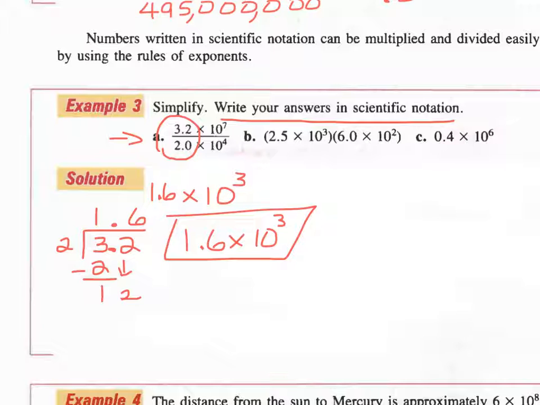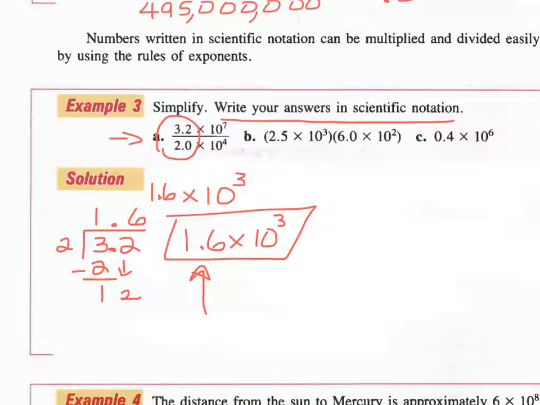Now, one other thing is remember that the correct format for scientific notation is the decimal portion always has only one number in front of the decimal point. If you would have gotten something like 0.16, we would have to adjust our exponent. And we'll see an example of that coming up. So let's first try the multiplication.